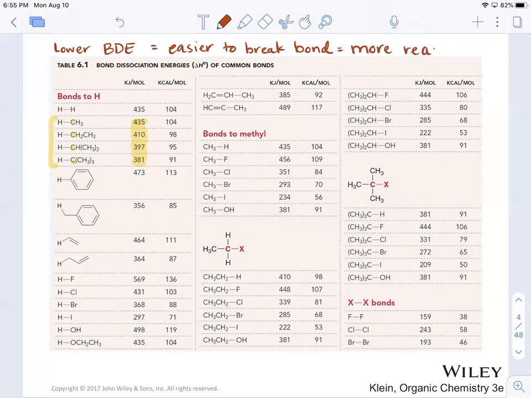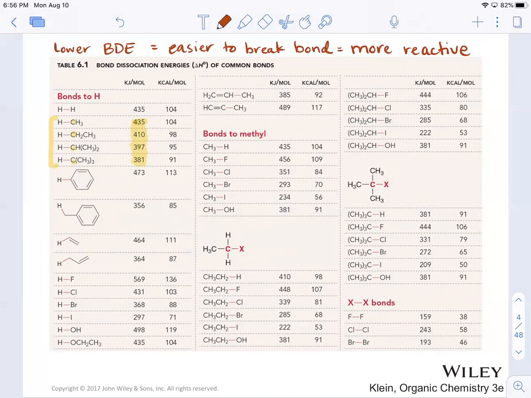Remember, more reactive means that it actually wants to go make products, right? Something's going to break. And for these bond dissociation energies, the higher the bond dissociation energy, it means it's hard to break. It's a stable bond. Lower bond dissociation energies cost less to break, so it's easier to break, and therefore it's more reactive, but it is very dependent.